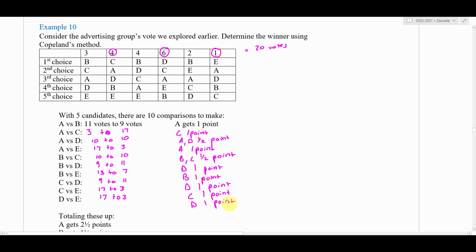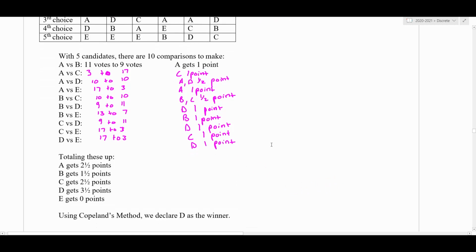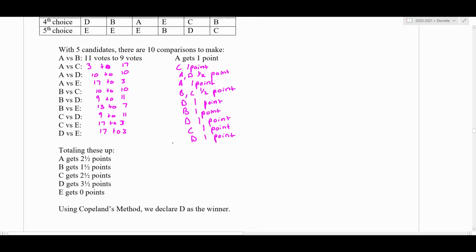So now that I've got all my points assigned, I just need to tally them up and see who has the most at the end. Okay, so when I tallied it up for A, I got 2.5 points. When I tallied it up for B, I got 1.5, and so forth and so on.